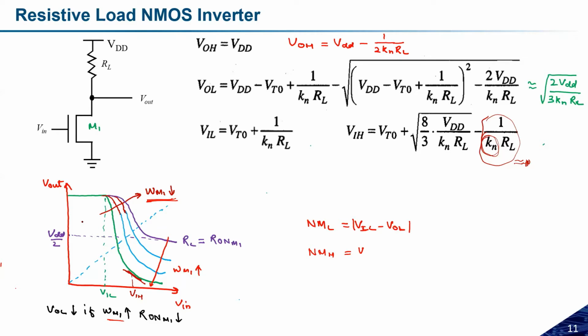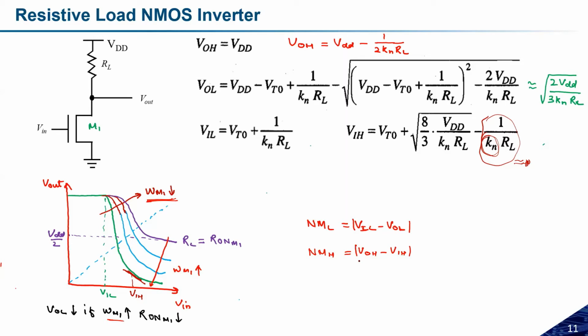You got the thing, or is there still some doubt? Yes, sir, I got it. It means that if the W/L is increasing, then the noise margin will also increase. Yes, of course. So the VOH minus VIH.